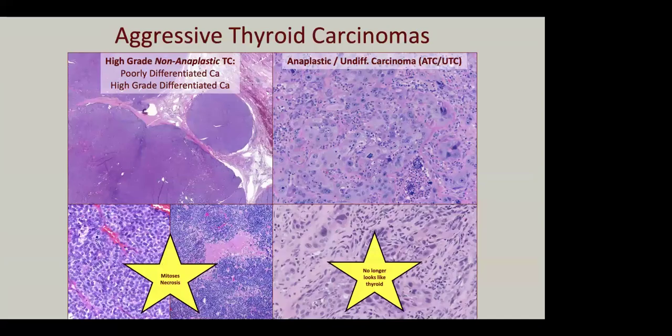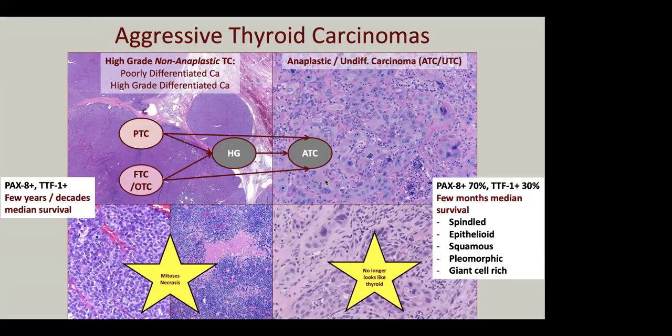So we have our high-grade non-anaplastic, meaning either our papillary or our follicular or oncocytic, or our poorly diff high-grade that can transform, or they can just jump straight to anaplastic. Anaplastic being it no longer looks like thyroid, it looks spindled, it looks epithelioid, it even looks squamous. Survival is significantly different, significantly lower.